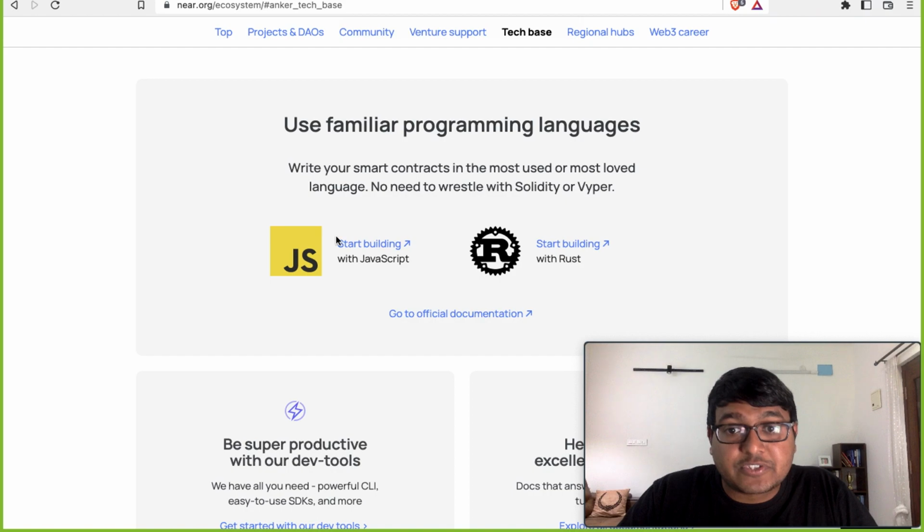Coming to the coding languages, you can start building with something like JavaScript or even Rust. You don't need to know Solidity or Vyper or any such languages. So that's something good. This opens up the space for more developers to come in and experiment, at least, if not anything.